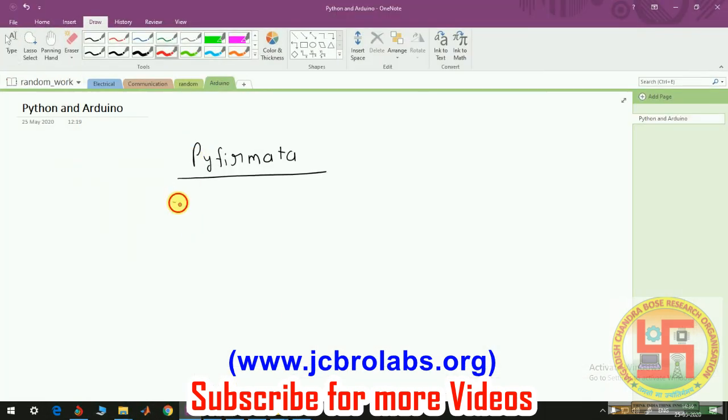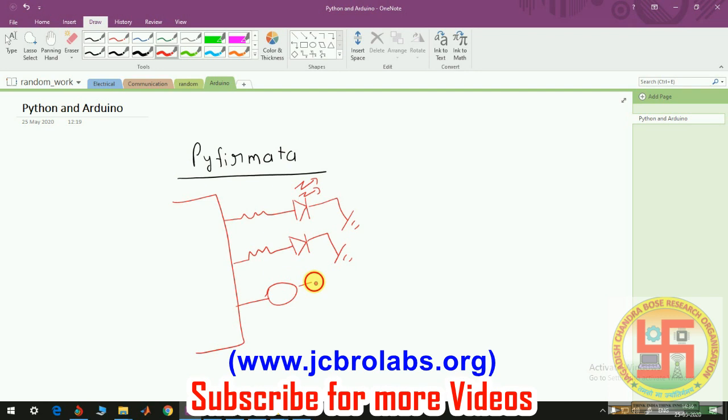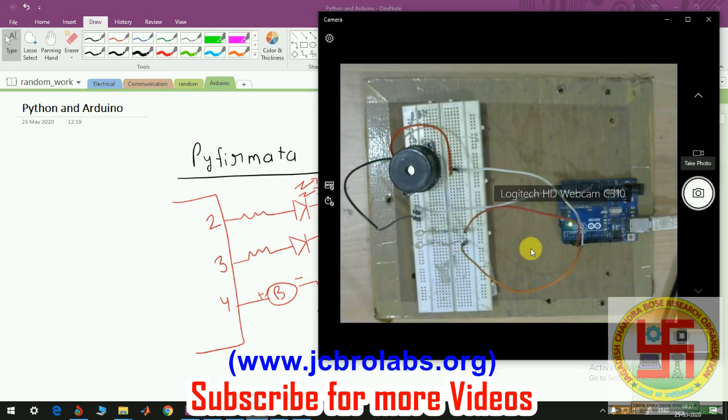Now moving forward, let's have a small description of our hardware. We have the Arduino, and we have connected two RGB LEDs like this, and then one buzzer is connected like this. The buzzer is connected to pin number 4, this LED is connected to pin number 3, and this one is connected to pin number 2. Here are the two LEDs and the one buzzer.